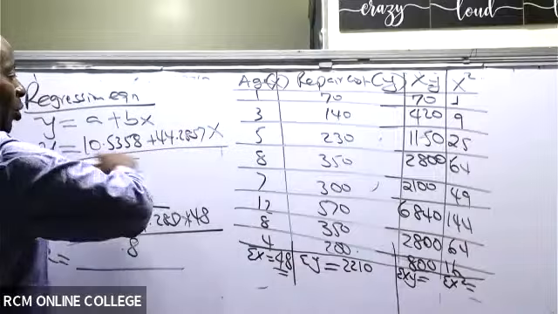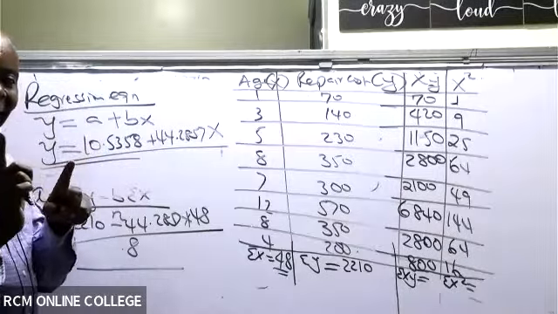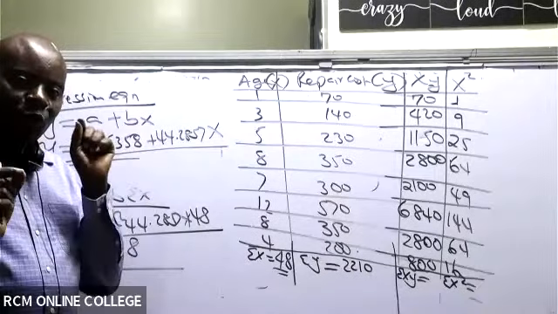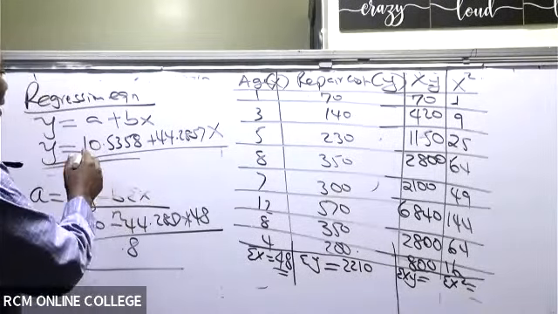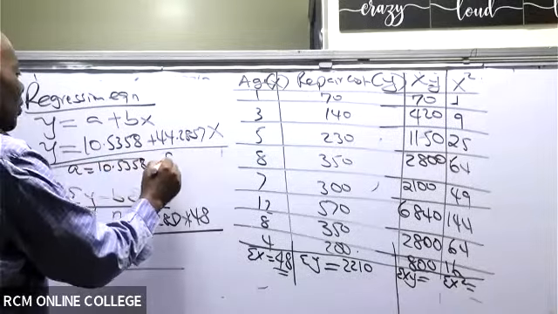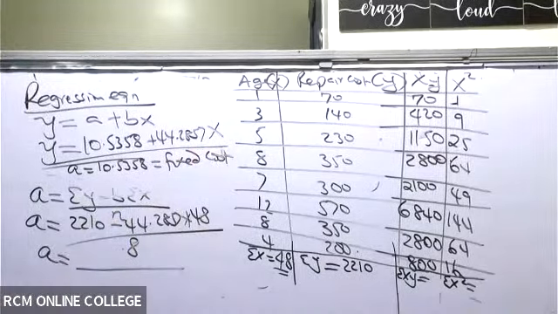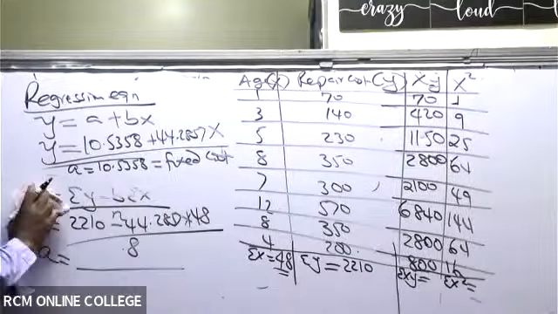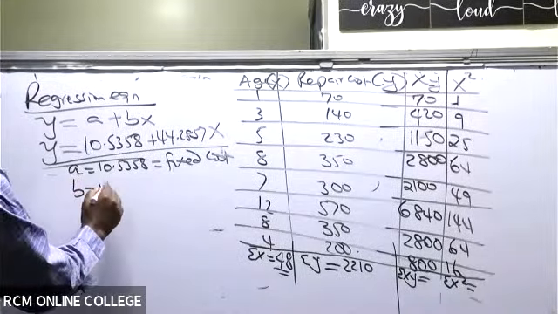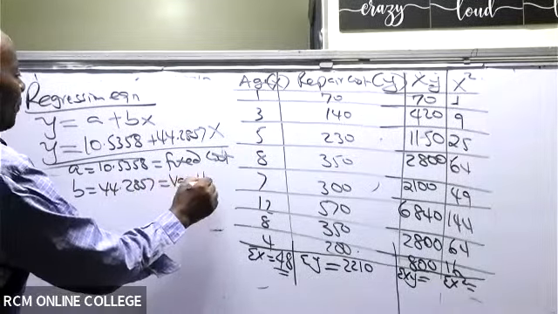Remember, all these are repair costs. This A is the fixed cost, the one that does not depend on X. It doesn't matter the age. So we have two types of cost here. A is 10.5358, which is the fixed cost. And then of course we have B, which is 44.2857, which is the variable cost.